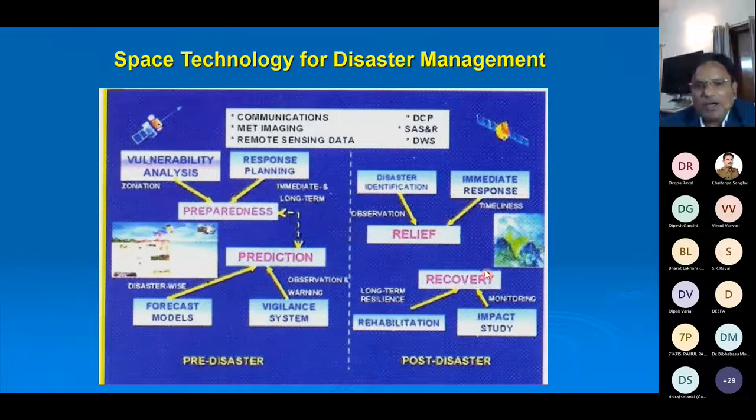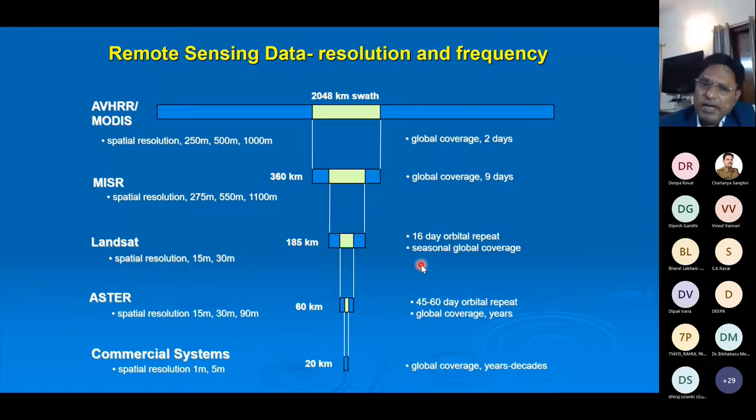Then the last part is the recovery part. Once the disaster has taken place, people have to be rehabilitated, and then they are brought back to normal life. We use satellite images to collect various kinds of information for the affected area.